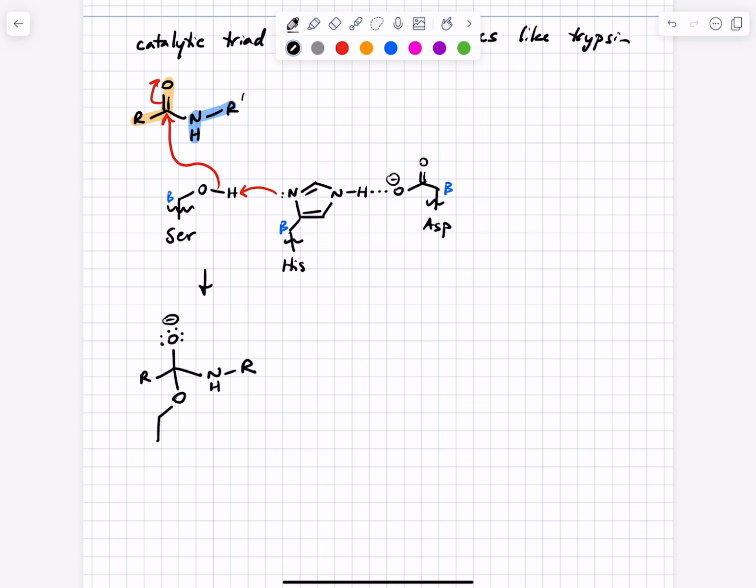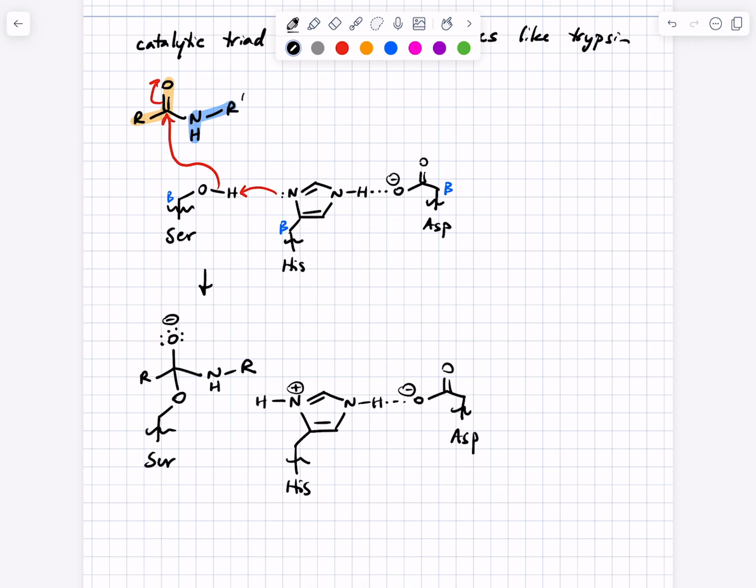So now we've got this tetrahedral intermediate. The histidine has an additional proton. It's now positively charged, but it's still hydrogen bonding with the negatively charged aspartate. Questions so far? Yeah.